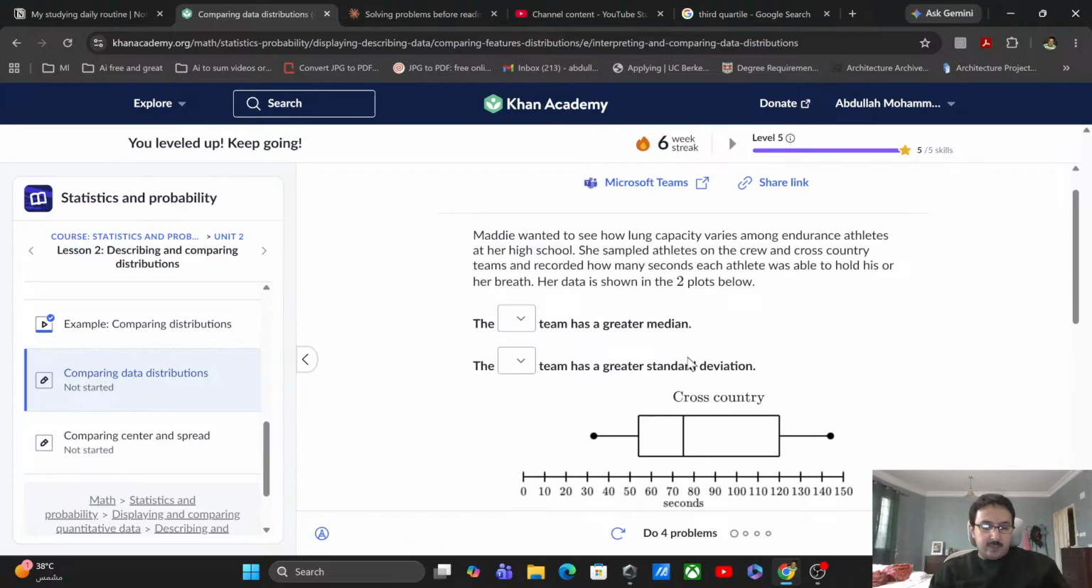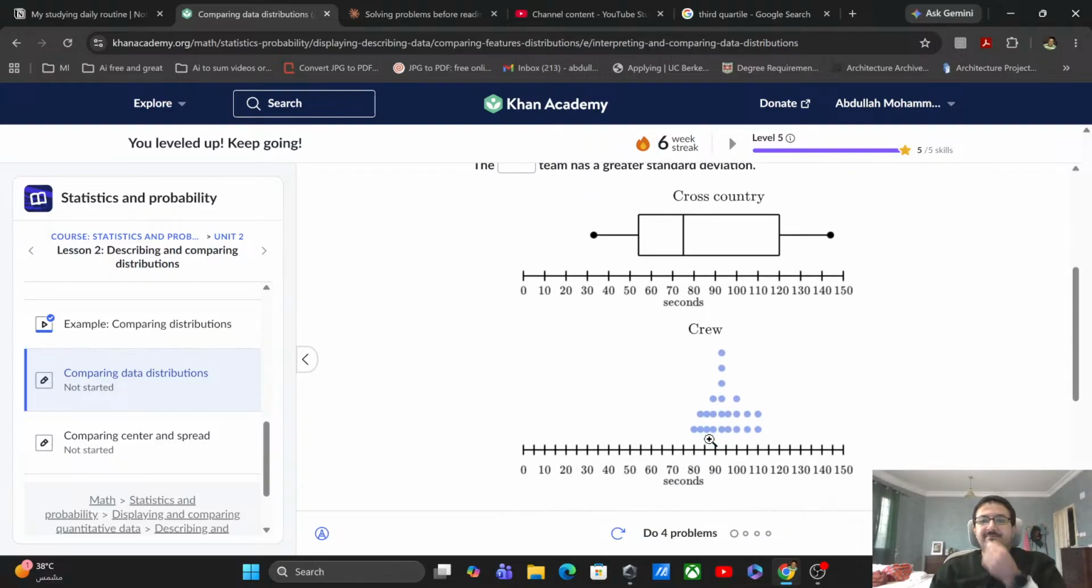This is 75, which is easy to find. And here we got 4, 5, 6.